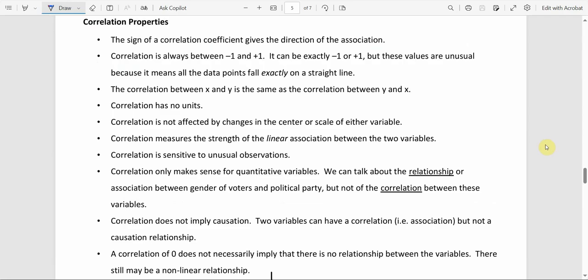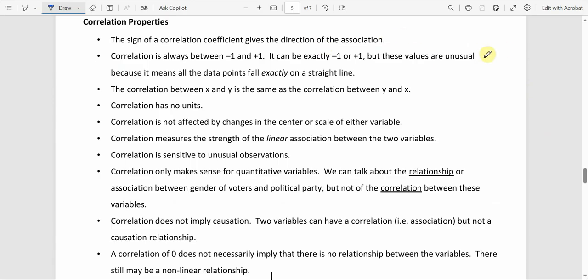Correlation properties. There are quite a few of those, and some of them are more important than others as far as how the correlation works, but they're worth running through. So the sign does give the direction of the association. Again, like before, if you had the scatter plot, you probably don't need that part of it, but if you didn't have it, then it would be nice to see, oh, it's a positive correlation. There's a positive association here.